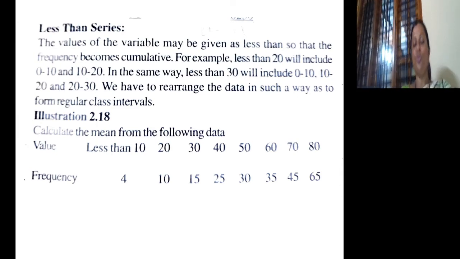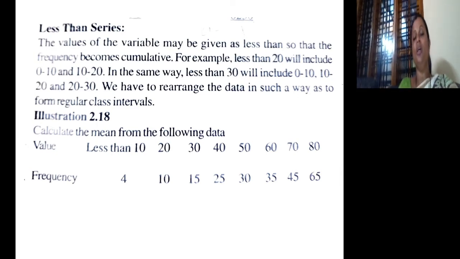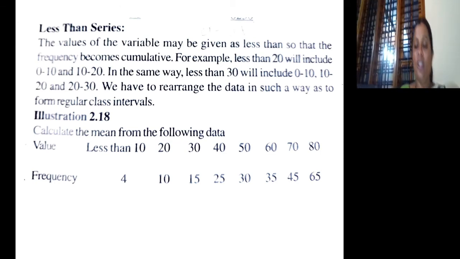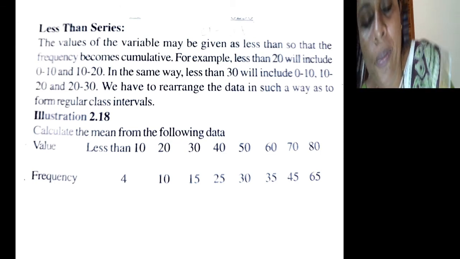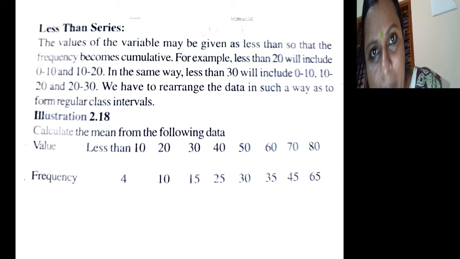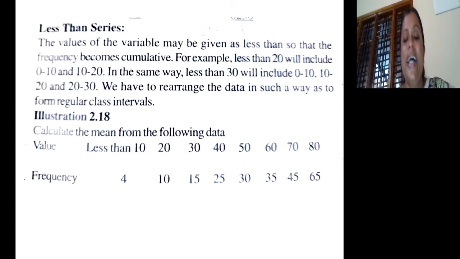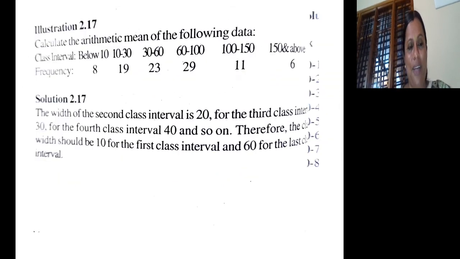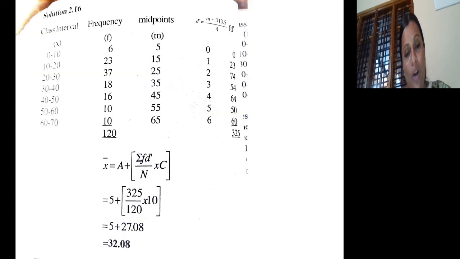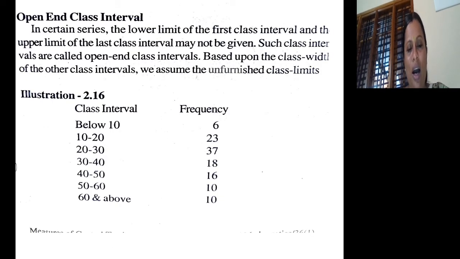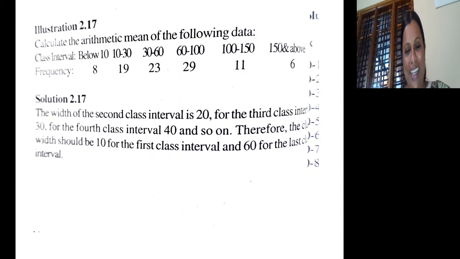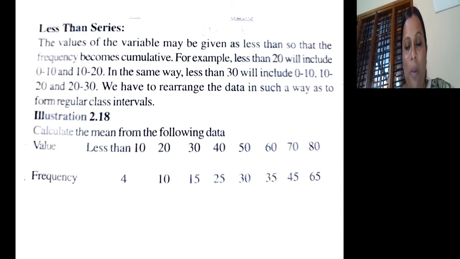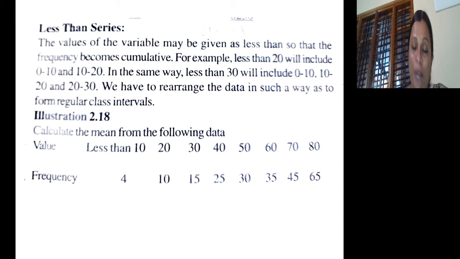So what do we have to do? We should rearrange the problem, and only then concentrate on solving it. How to rearrange the problem? Look at the values of the variable: less than 10, less than 20, less than 30, less than 40. It increases by 10, so class width is 10. Now look at open-end class intervals. There, below 10 means less than 10. Here also, below 10 means less than 10.